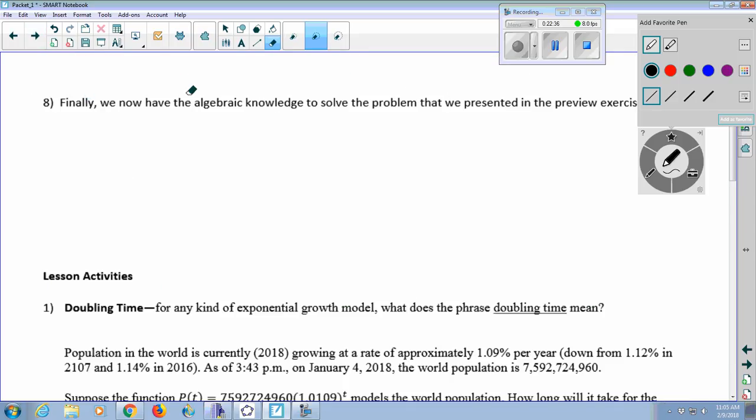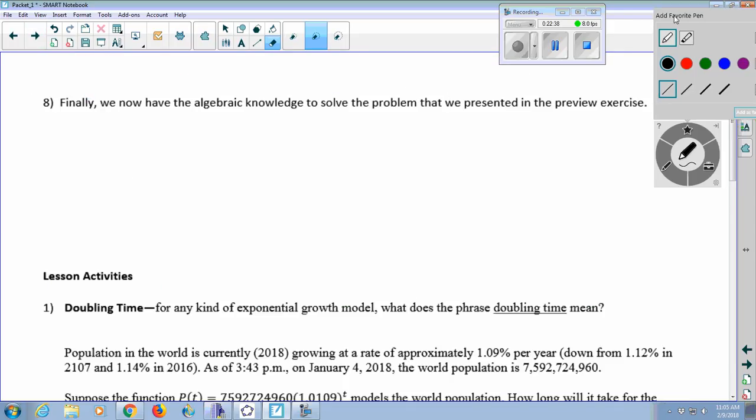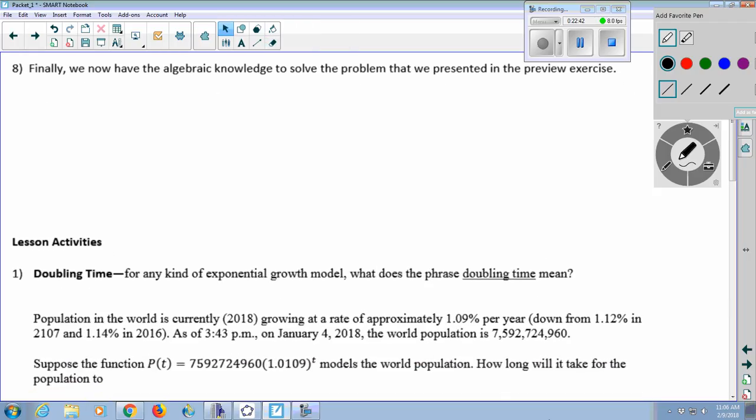All right. So now we have enough knowledge to actually solve the problem we started off with algebraically. So let's see, we had 25 equals 200 times 0.866, I believe, to the t power, right? That's what we started off with?